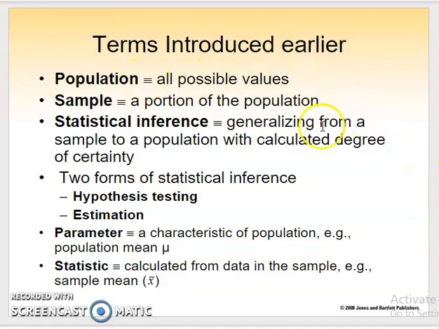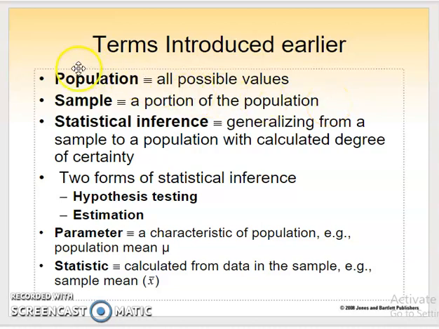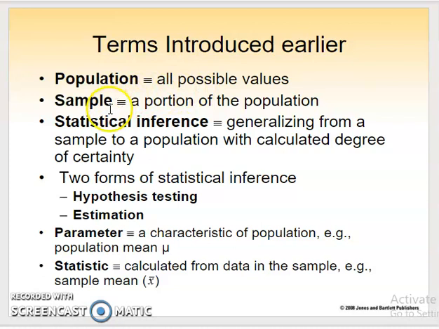So these are the terms that you have studied in statistics: population, sample, statistical inference, etc. So population means all possible values, that is, all possible values that we can get from a larger group.